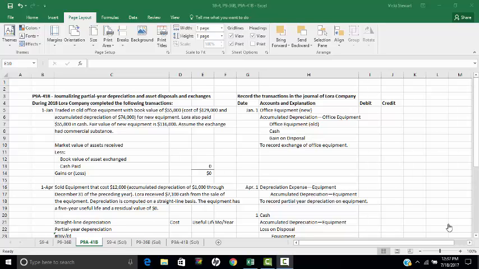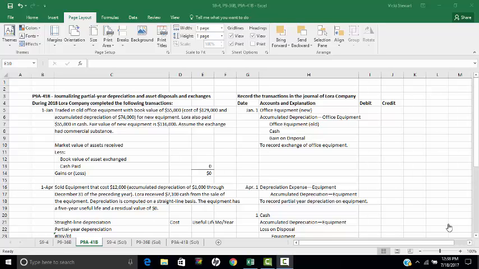This is a demonstration of problem 9A 41B, journalizing partial year depreciation and asset disposals and exchanges. During 2018, Laura Company completed the following transactions, and the problem gives us transactions that we are going to need to record in the Journal of Laura Company.